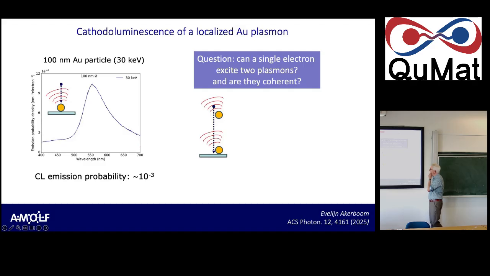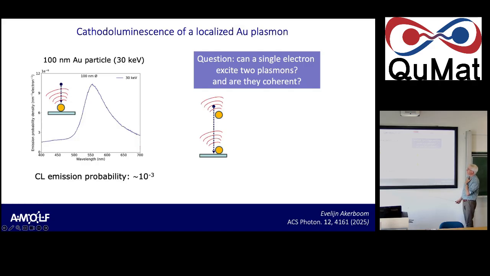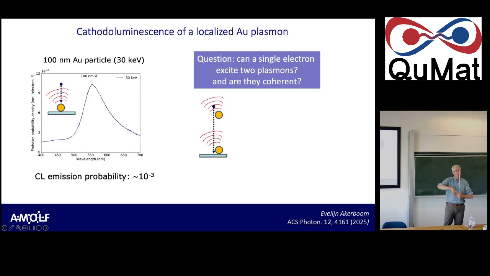Now let's play a little bit of further games. We take a gold nanoparticle, a 100 nanometer gold particle on the nitride membrane. We put the electron beam on. Here's your first cathodoluminescence spectrum. We come in with 30 keV and detect the light emission here. This directly shows the plasmon is oscillating in the metal. We radiate to the far field.